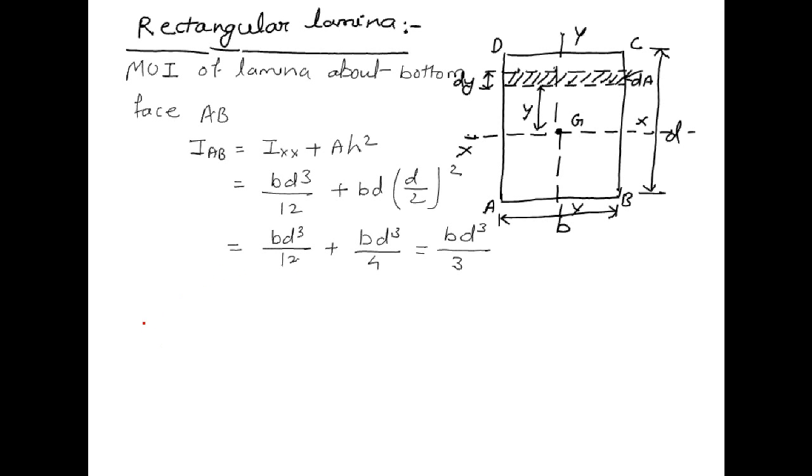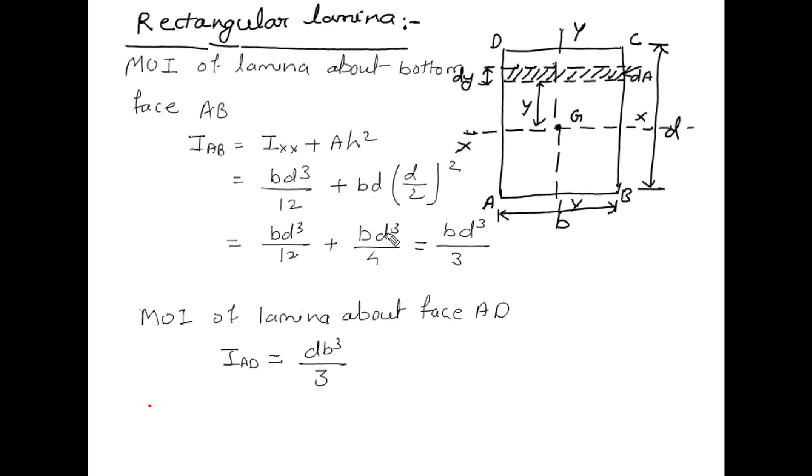Now again, if we want to find out the moment of inertia of the lamina about face AD, about this face AD, so it will be IAD. IAD is the moment of inertia of the lamina about face AD. It will be db³/3. These are the moments of inertia from the parallel axis theorem.